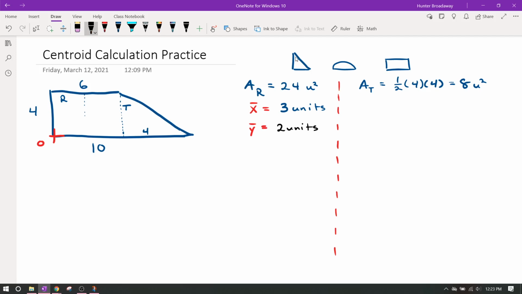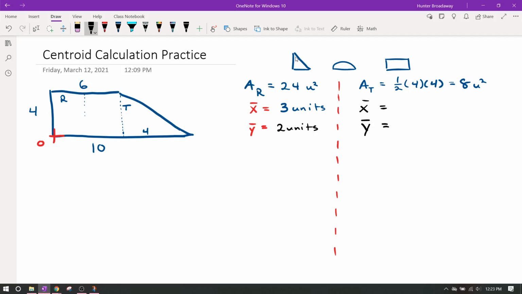Oops, that was black, not blue. That's okay. So that is our x bar and our y bar, and then we also have our area as well too, and that's going to be important to us as we continue to move along. On the other side, the triangle has a height of 4. So for the, oh, let's do y bar first, sorry. So we'll do y bar, and then we'll do x bar.